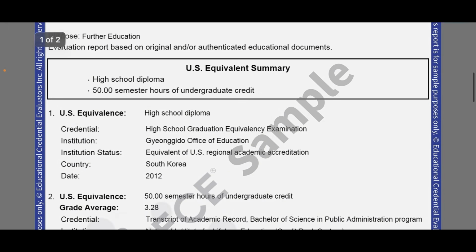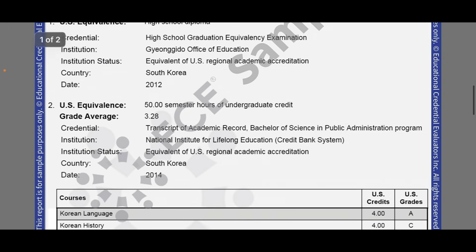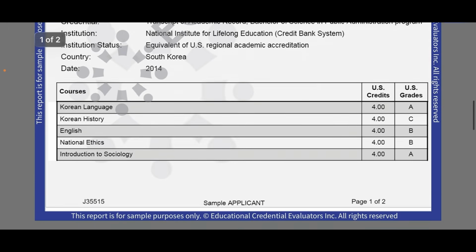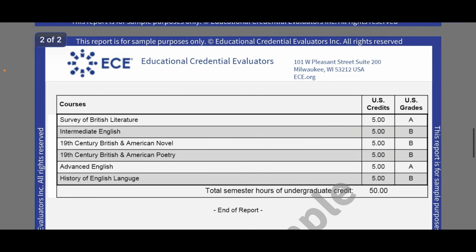Or if this is your exam results. Normally your exam results is the one that they use to evaluate for your high school diploma. All right, what else? It shows you your GPA, it shows you all your courses, your US credits that's equivalent to what you did, and the US grades equivalent to what you did as well.